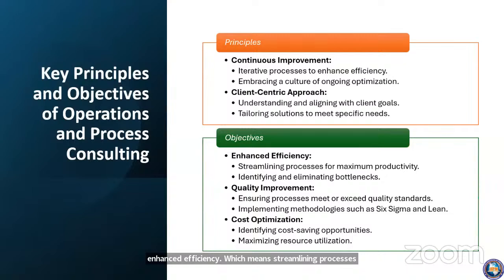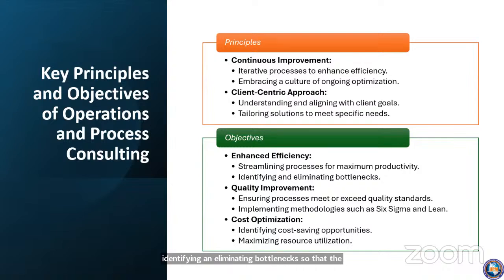Maximum productivity. 80-20. We give 20% and we get 80% as the output. We give 20, expecting 80. That's maximum productivity. Then it also means identifying and eliminating bottlenecks so that the process could be seamless.